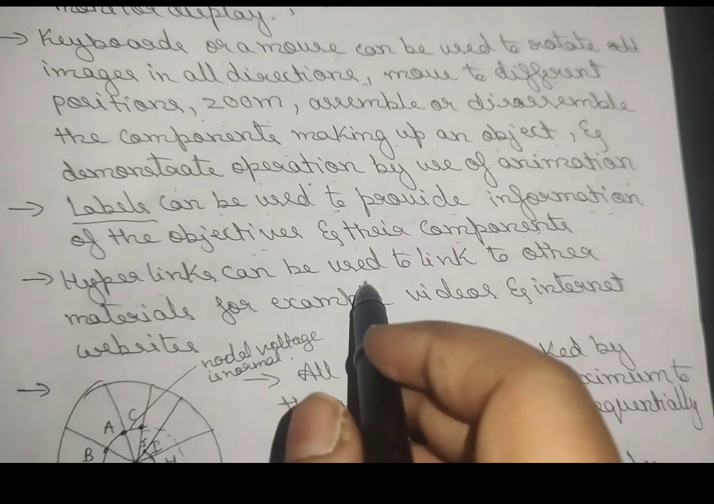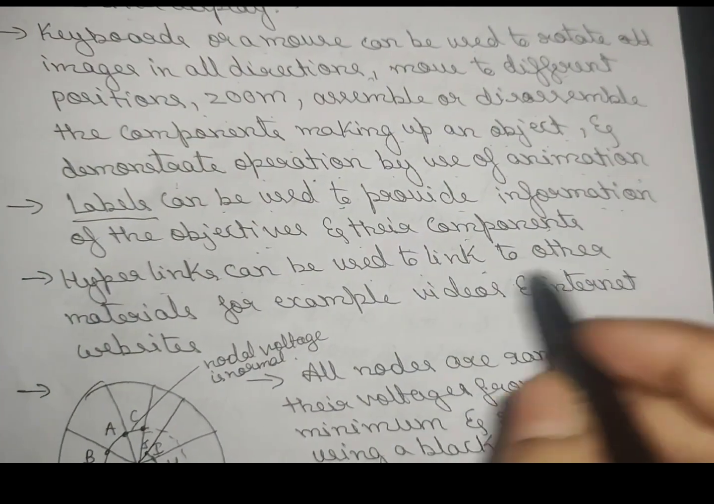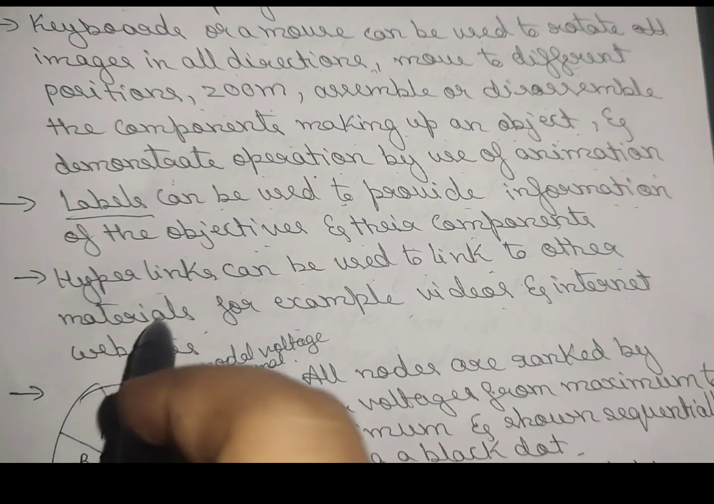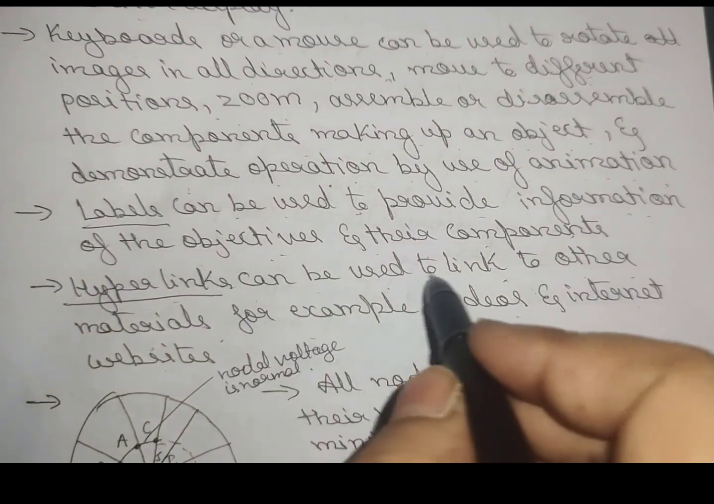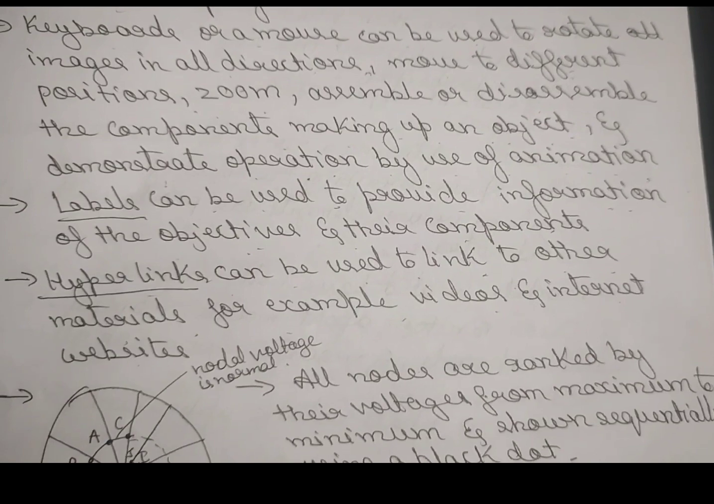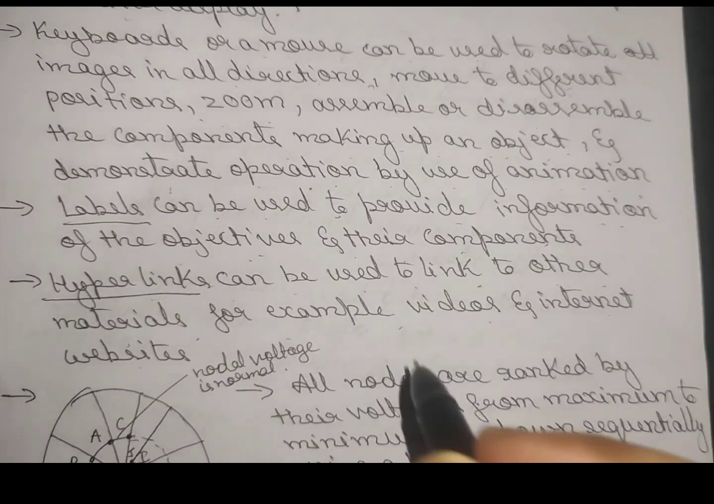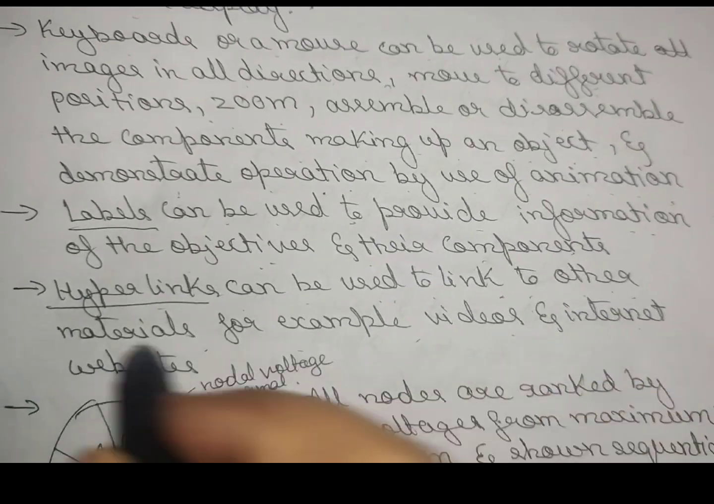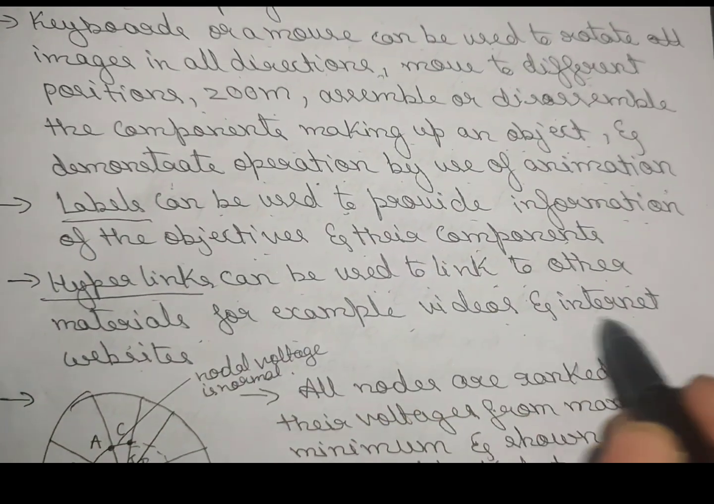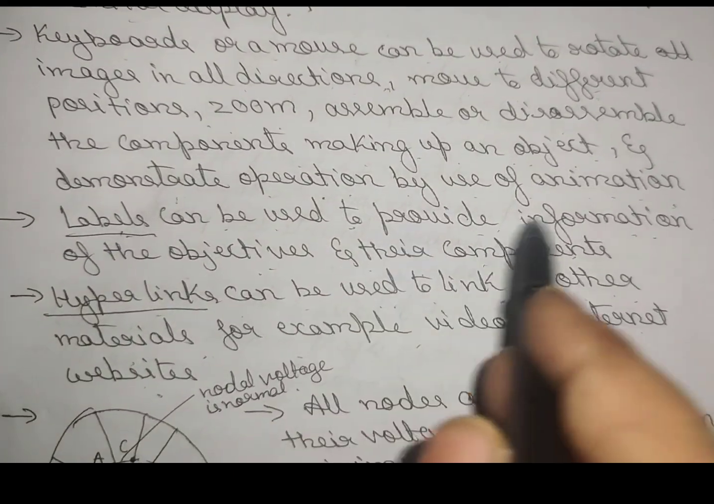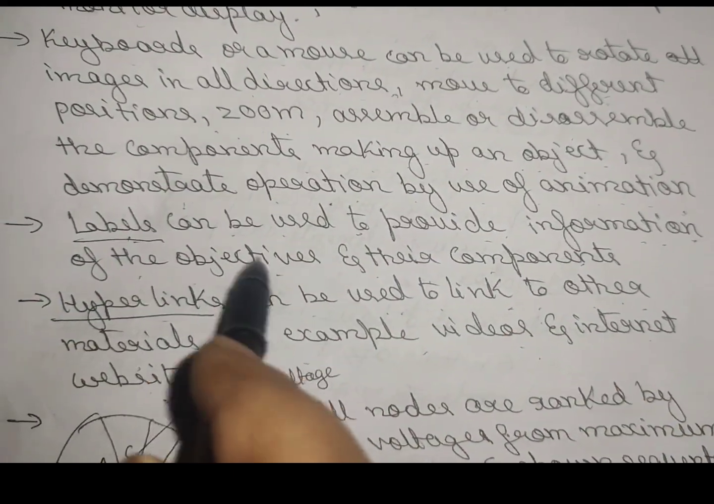Hyperlinks can be used to link to other materials, for example videos and internet websites. Labels are used to provide information on the objects and their components.